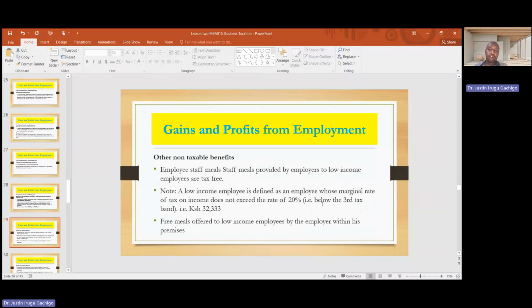Then we have staff meals provided to low-income employees. This again is tax-free. A low-income employee is defined as an employee whose marginal rate of tax on income does not exceed the rate of 20%. So if you look at the tax bracket, an employee who does not exceed it is below the third bracket or the third band, 1,333. That is a low-income employee. And if they are given meals, then those meals are not taxed. A free meal offered to a low-income employee by the employer within his premises. Again, this meal should be offered within the employer's premises.